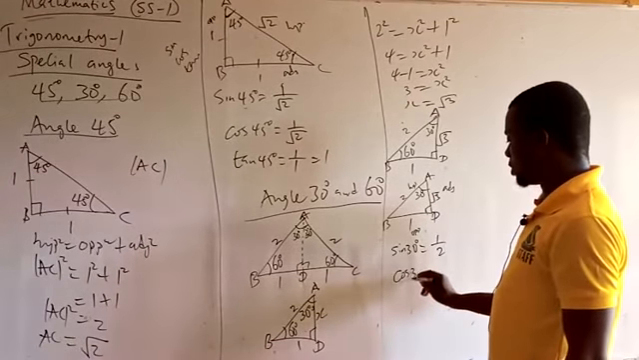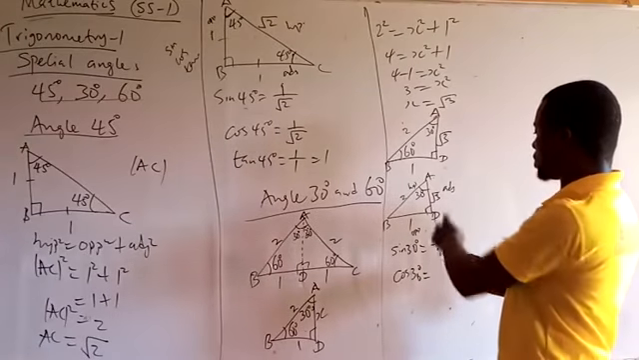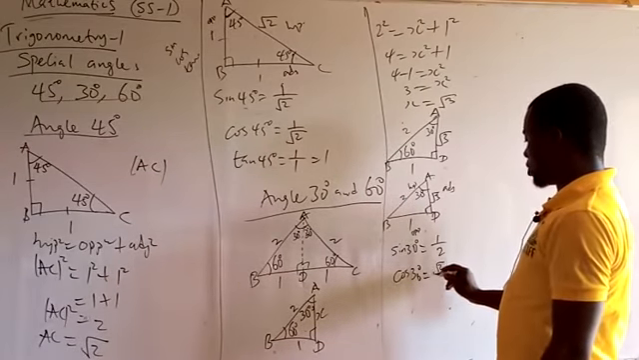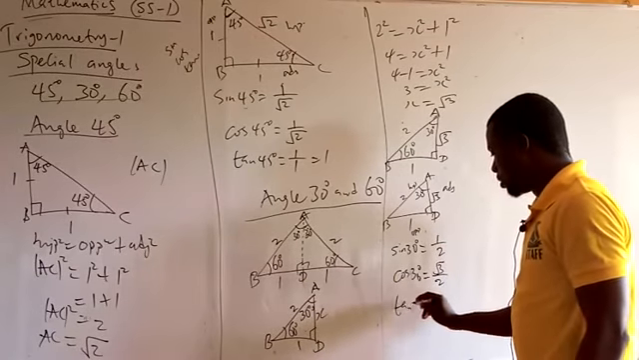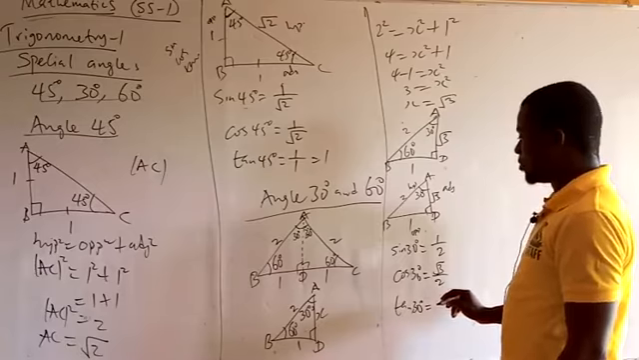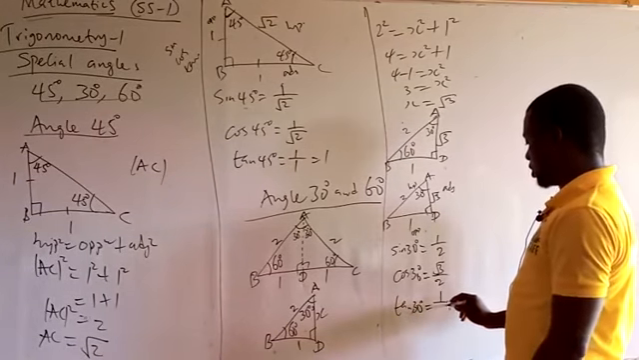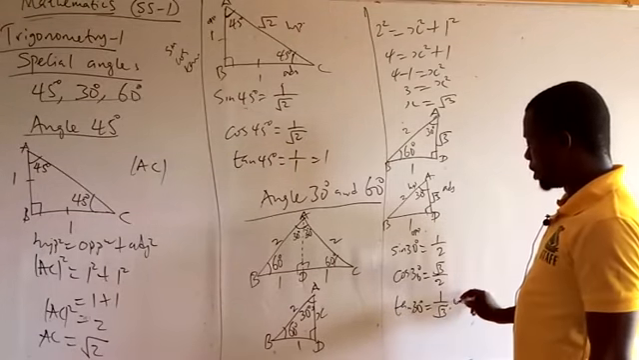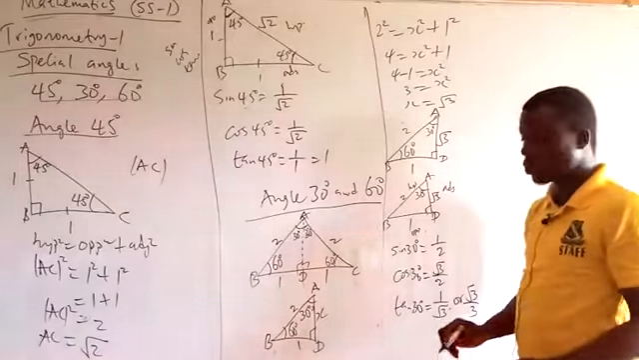Then cos 30 degrees. What is cos? Adjacent over hypotenuse. We have root 3 over 2. Then tan 30 degrees. Tan means opposite by adjacent. Opposite is 1. What's adjacent there? Root 3. If you conjugate this one, you will have root 3 by 3. Of course, I've taught how to conjugate in short.